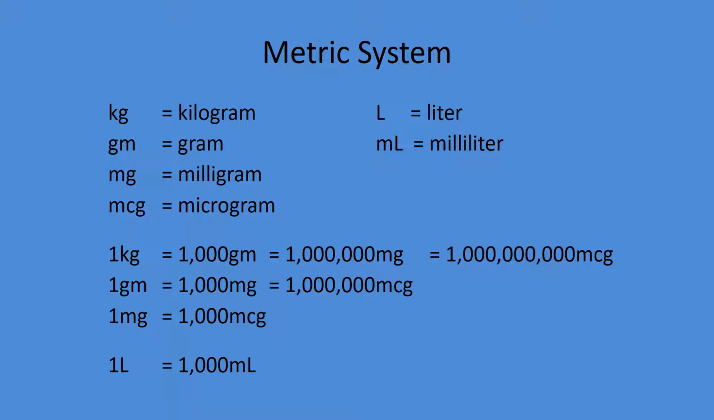So here's a breakdown, the values of the abbreviation. For pharmacy, we'll use kg, gm, mg, and mcg. You want to avoid using the Greek letter mu. Looks like a U with a long front. That just looks too much like a milligram. So please don't use that Greek letter mu.